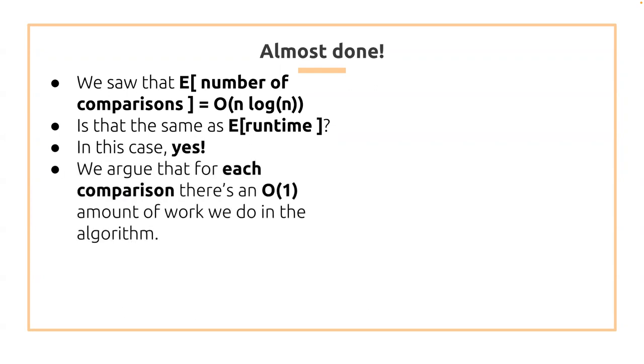Because for each comparison that the algorithm does, we need to consider how much other work gets done. Here we just counted the number of comparisons and said that it is 2n log n, which is big O of n log n. Now you could ask, what if for each comparison I have a for loop? Then my running time would not be n log n, it would be n squared log n. But the argument we make is that for each comparison, we don't do too much extra work. There is a big O of n running time in the algorithm, but that comes from the pivoting, not from each individual comparison.